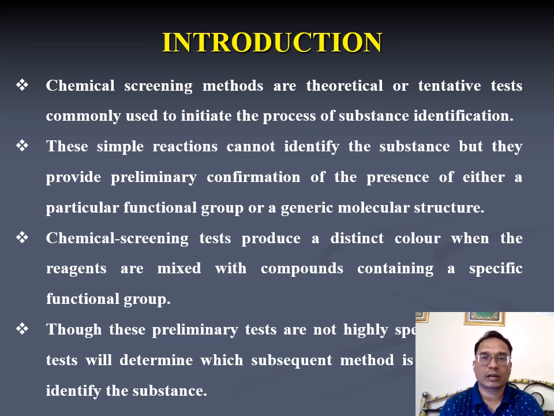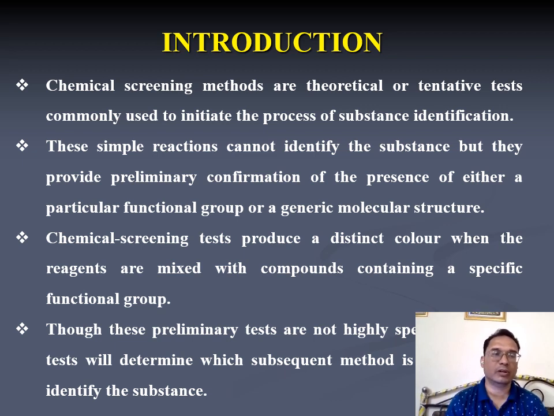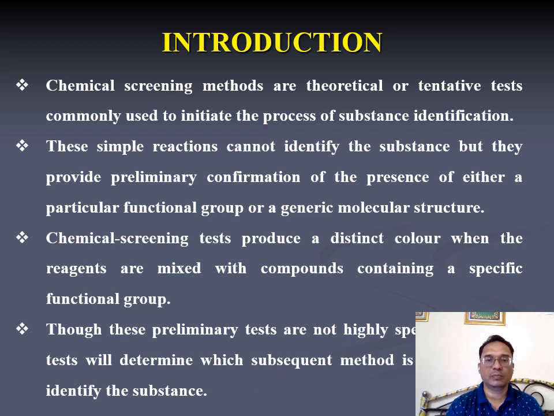Chemical screening methods are theoretical or tentative tests which are commonly used to initiate the process of substance identification. These simple chemical reactions cannot identify the substance, but they can provide preliminary confirmations of the presence of either a particular functional group or a generic molecular structure. The chemical screening tests produce a distinct color when the reagents are mixed with compounds containing a specific functional group. Though these preliminary tests are not highly specific, they will help in determining which subsequent method can be used to identify the substance.